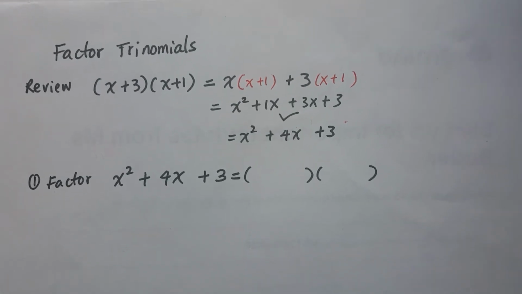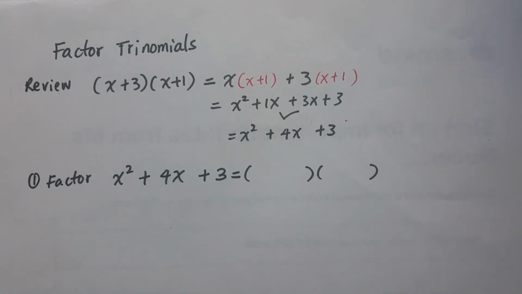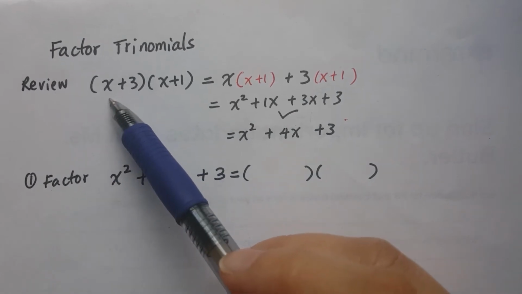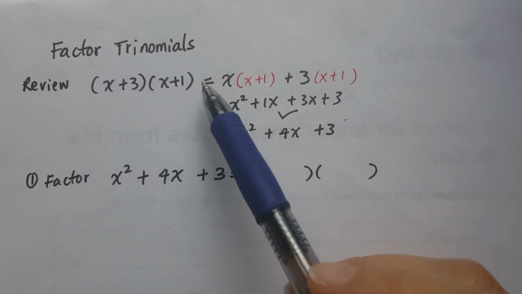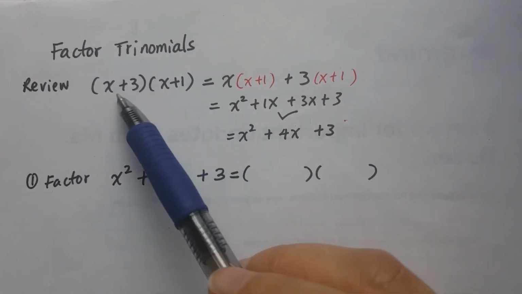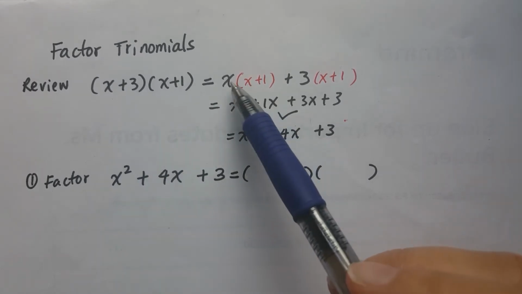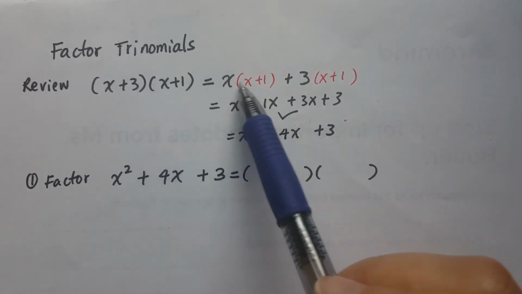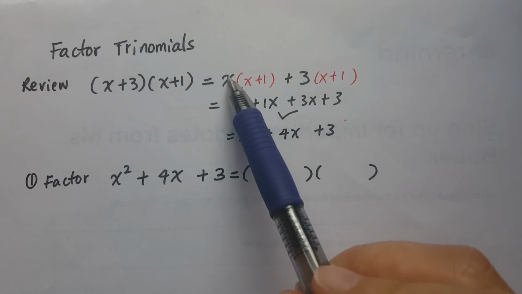Hi, today's topic is factor trinomials. So let's take a look at the binomial x plus 3 times another binomial x plus 1. So we separate the x plus 3 and then each times x plus 1. And then we use the distributive property.